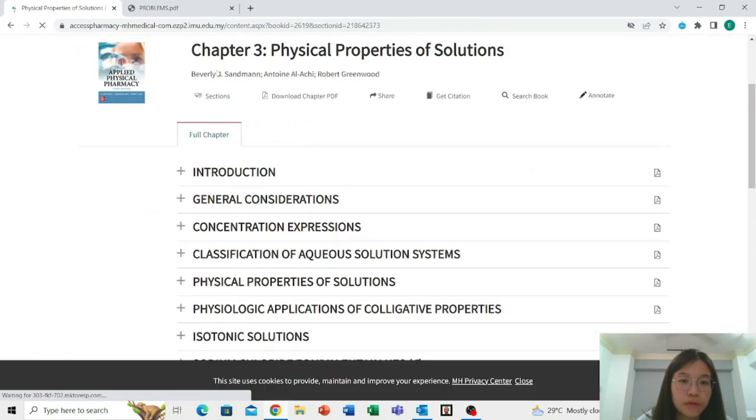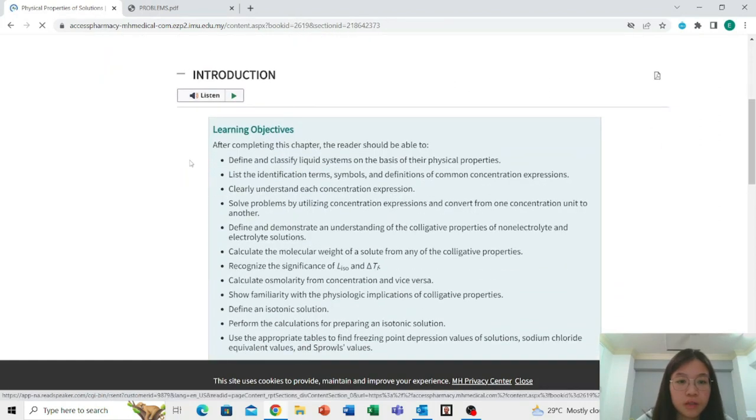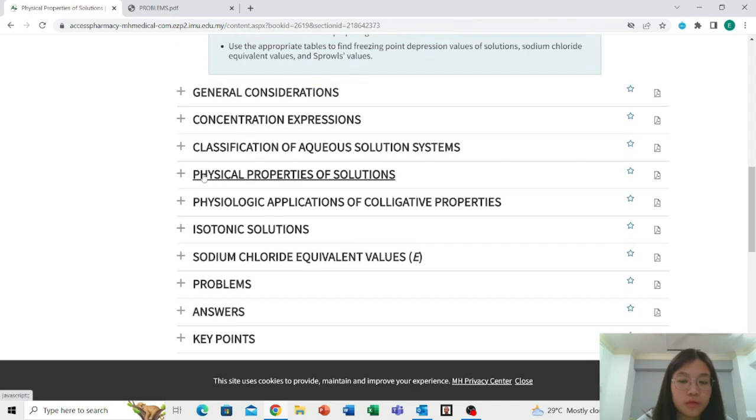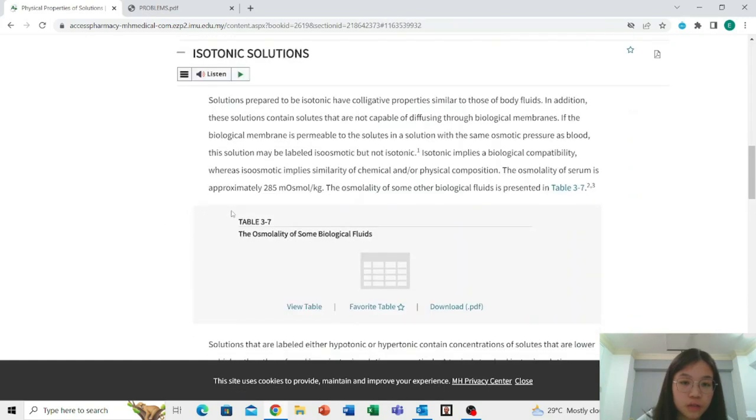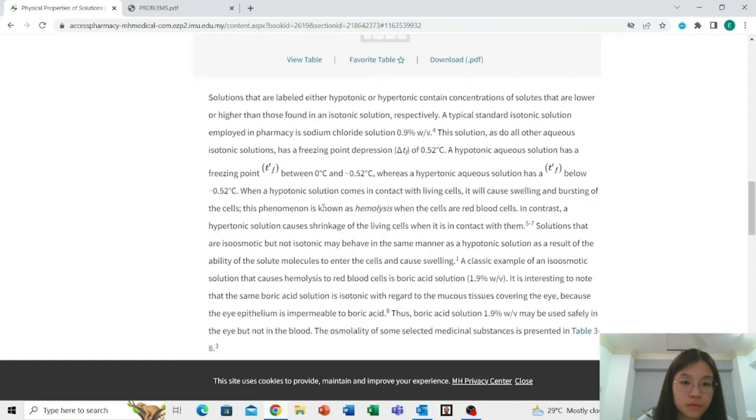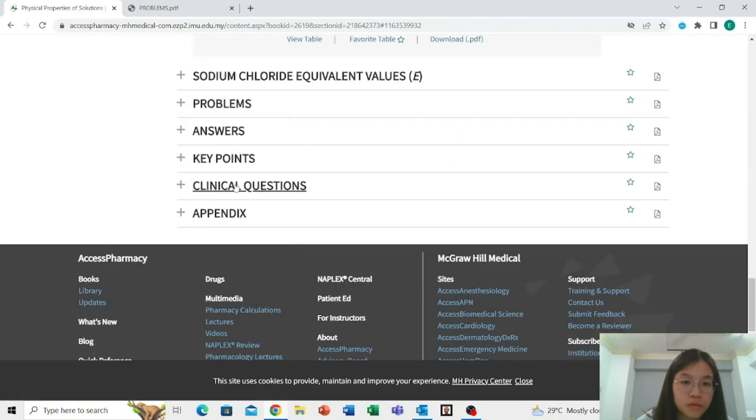So for example, if I'm interested in chapter 3 and I would like to read on isotonic solutions, I click onto this icon and I can also see there's a table, and you can download it to read on the table.